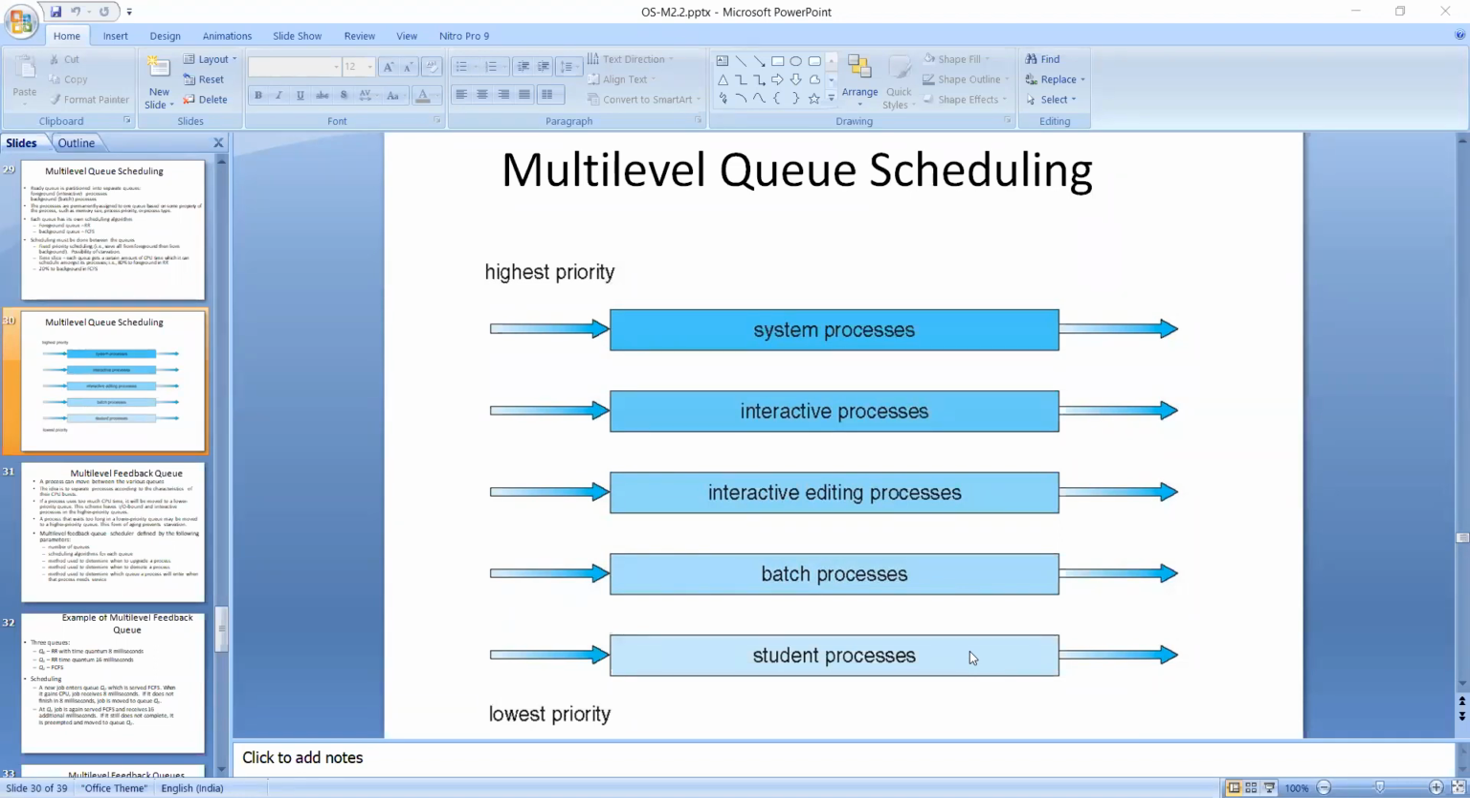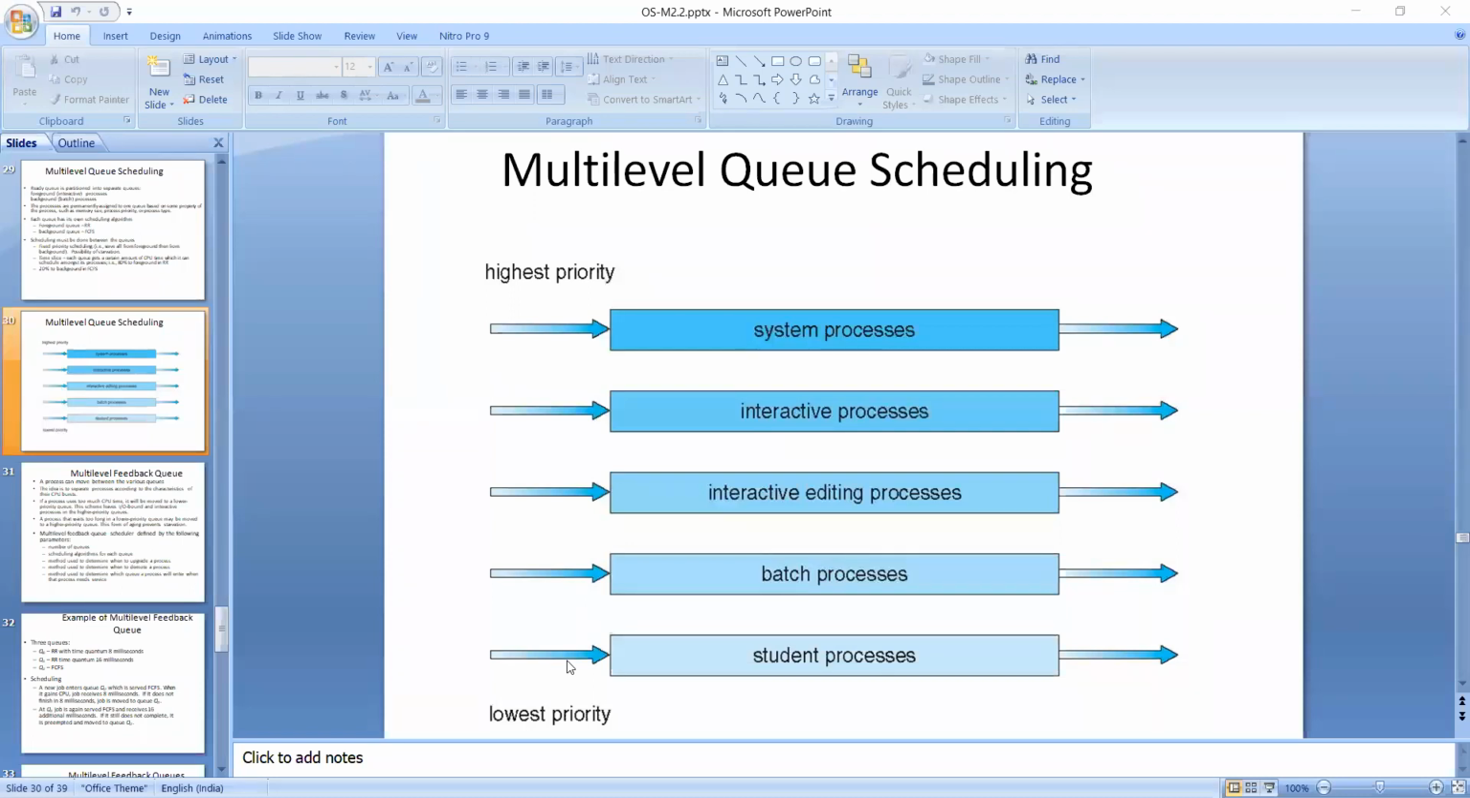We have different sets of processes here, and depending on its properties, each process is placed in a different queue. System processes are in this queue, interactive processes in this queue, interactive editing processes in this queue, batch processes in this queue, and student processes in this queue. There must also be scheduling among these queues, which is commonly implemented as fixed priority preemptive scheduling.